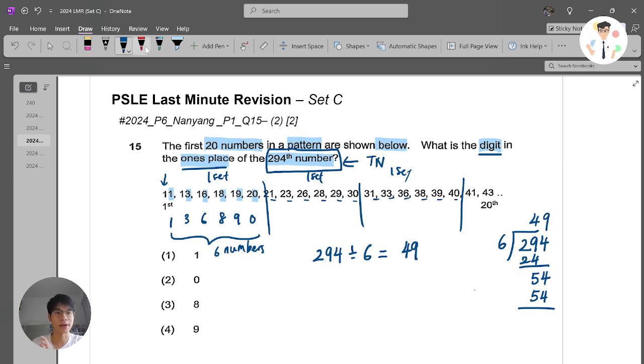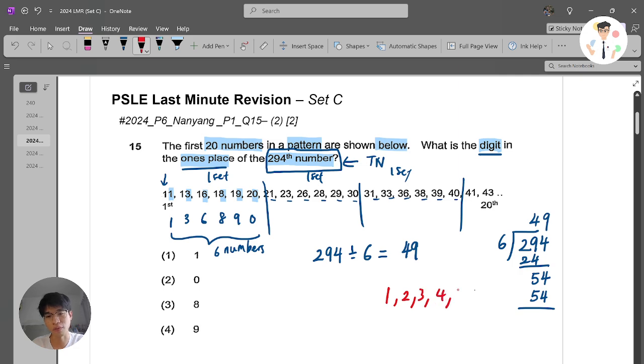Now, from what we have learned, if we have a remainder here, for example a remainder of 1, or 2, or 3, or 4, or 5, because we are dividing by 6, so they only have 1, 2, 3, 4, 5. If the remainder is 1, that will be the first number. If the remainder is 5, then it's the fifth number in the set. But in this case, there's no remainder, which means it's 0. This tells us that it is actually the sixth number.